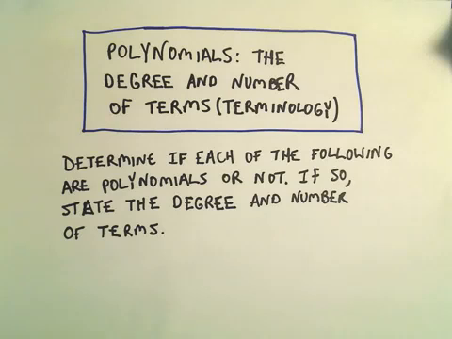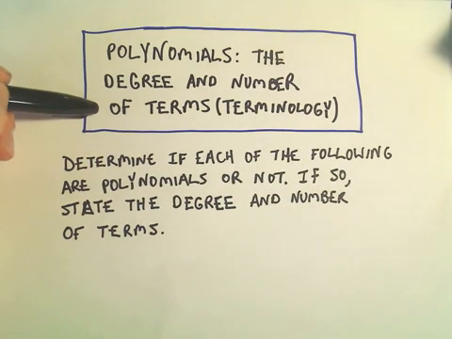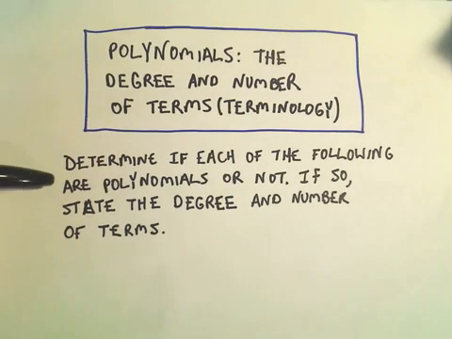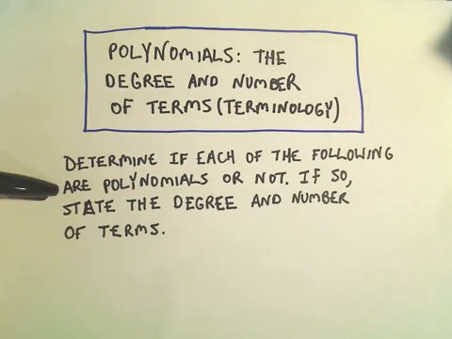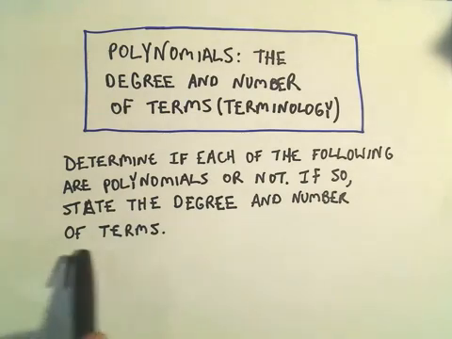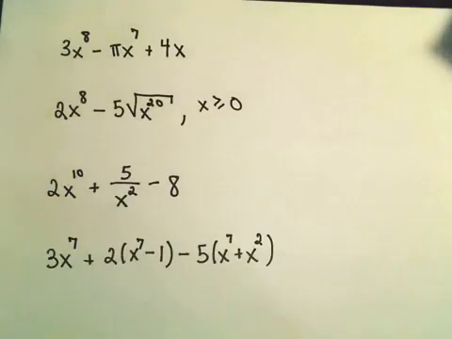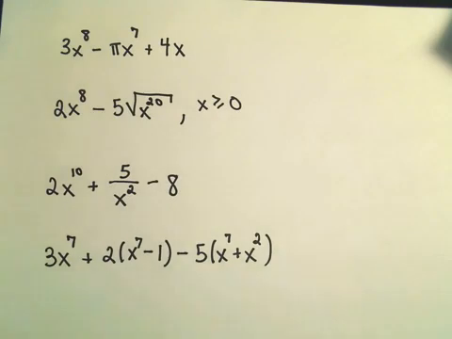Okay, in this video I want to talk about polynomials, and we want to talk about the degree and the number of terms, just some terminology when talking about polynomials. So in the next problems, what we're going to do is determine if they are polynomials. If they are, we're going to talk about the degree and just the number of terms. I've got 4 examples on this page. I'm actually going to do 3 others as well.